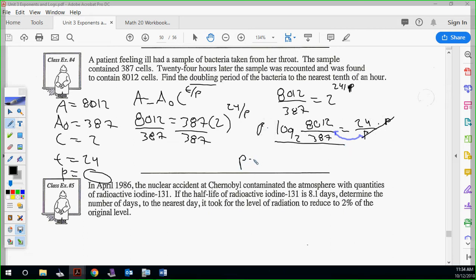So P equals 24 over log base 2 of 8012 over 387. When you do that calculation, you get 5.489. What was our time unit? Hours. That means it doubles every 5.5 hours.